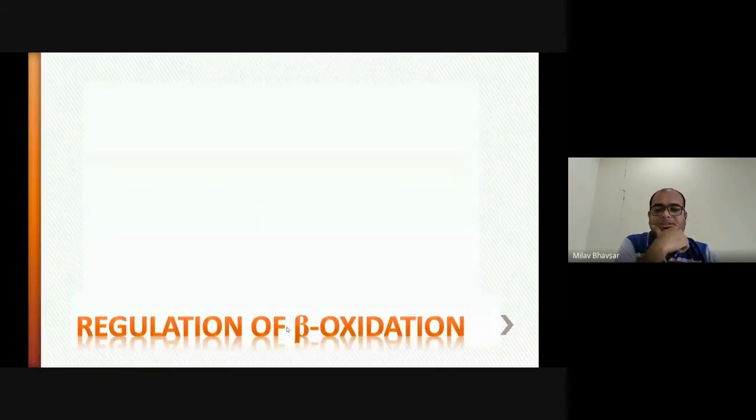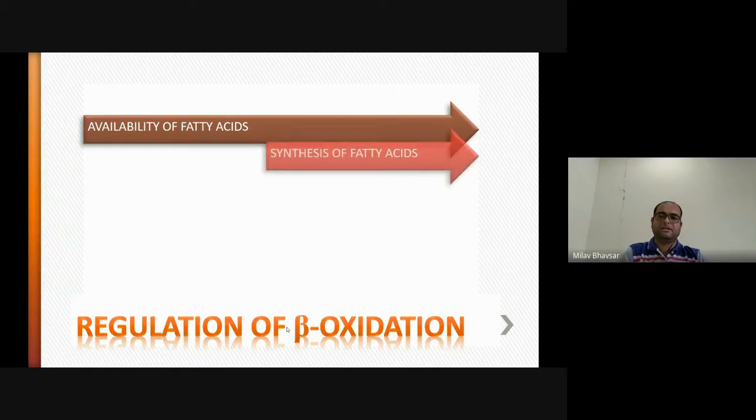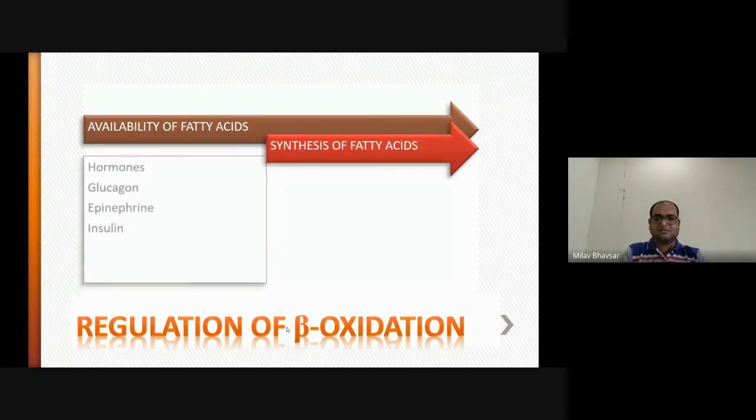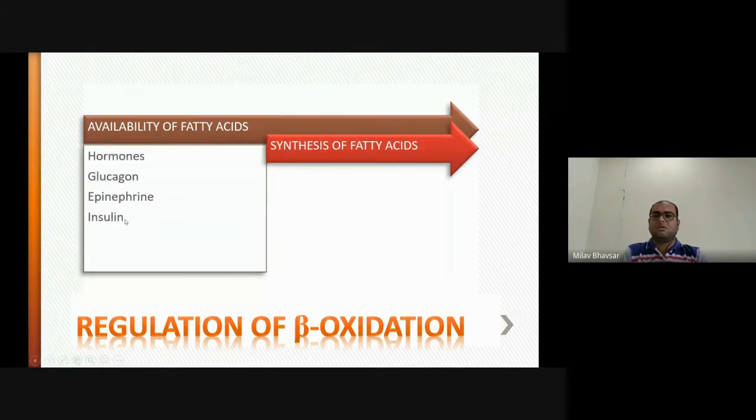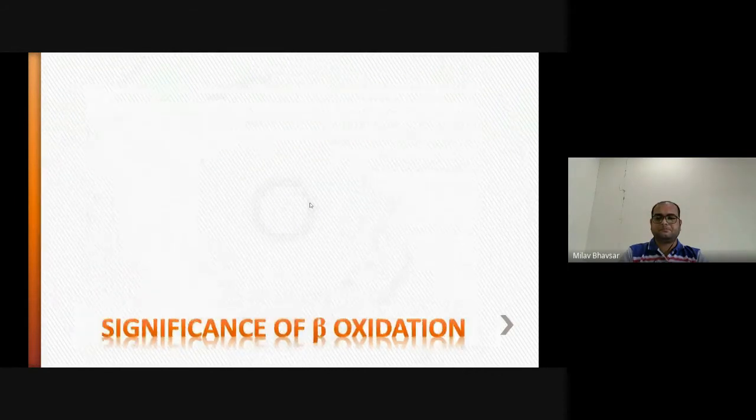So now, how does this process get regulated? One requirement is availability of fatty acids, synthesis of fatty acids. The hormones glucagon and epinephrine, or synthesis of fatty acids, are going to inhibit carnitine acyltransferase. Means it is going to block the process.